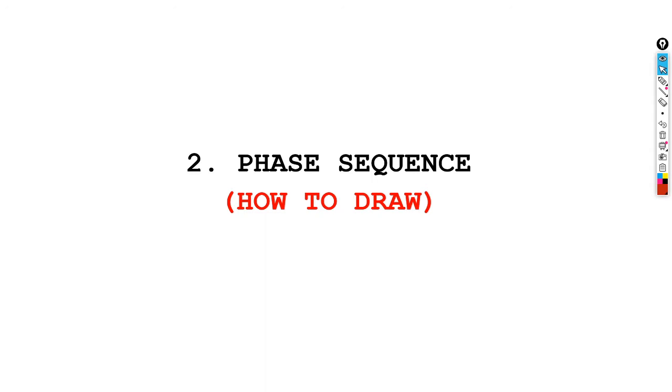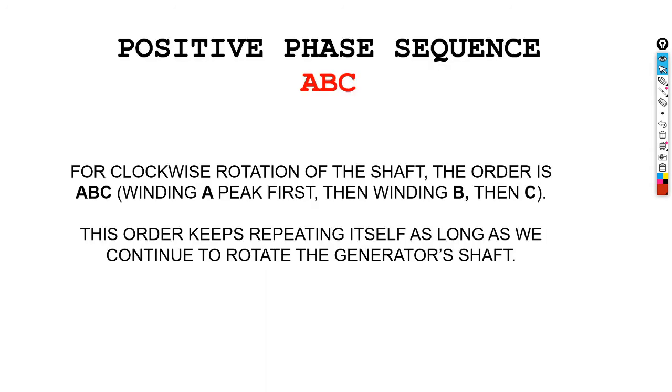Phase sequence, how to draw it? Let's start with the positive phase sequence, which we say is ABC. For clockwise rotation of a shaft, the order is ABC. Winding A peaks first, then winding B, then winding C.